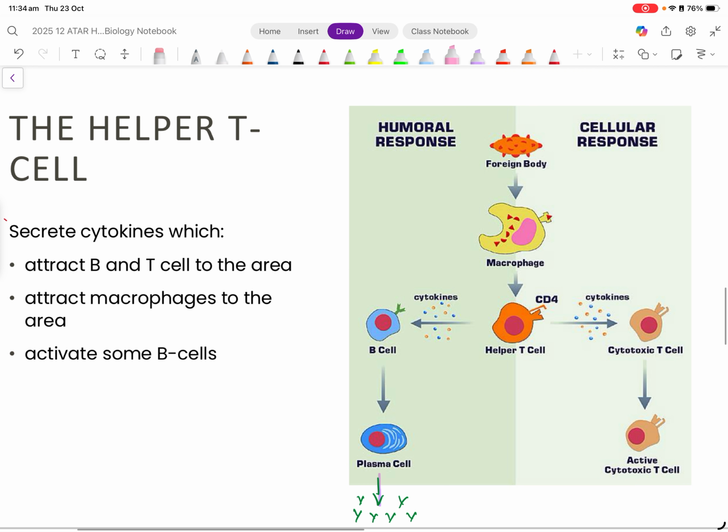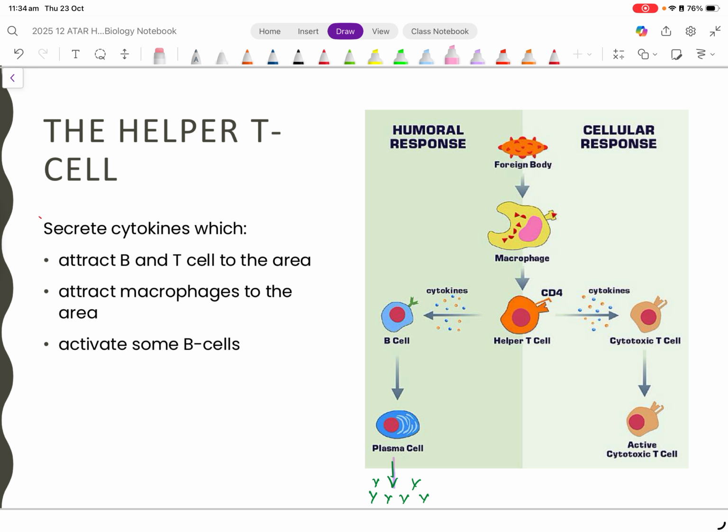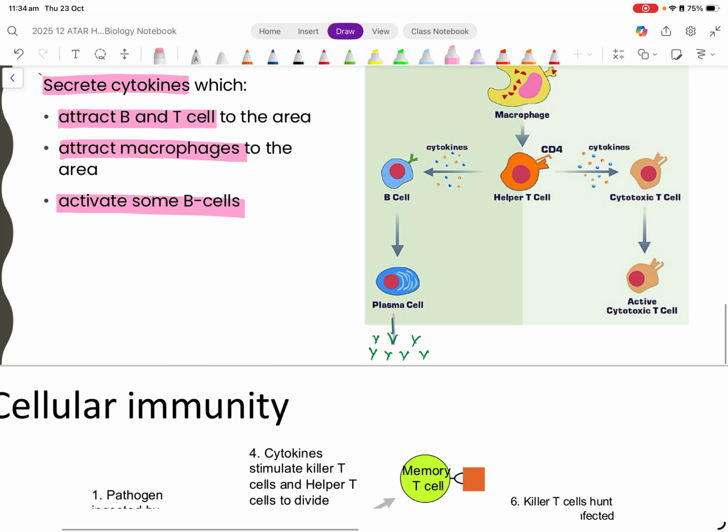So, helper T cells. They do three key jobs, okay? And the way that they do their jobs comes from, firstly, their secretion of chemicals known as cytokines. Now, what cytokines do is, firstly, attract more B and T cells to a particular area. Secondly, attract more macrophages to an area. And finally, this is what we spoke about in the previous lesson with the humoral response, they can activate or help to activate some B cells.